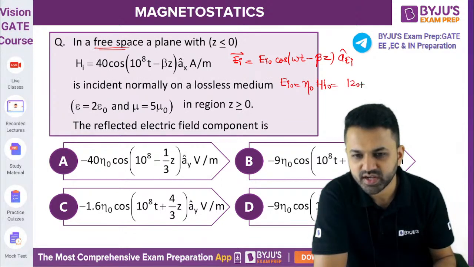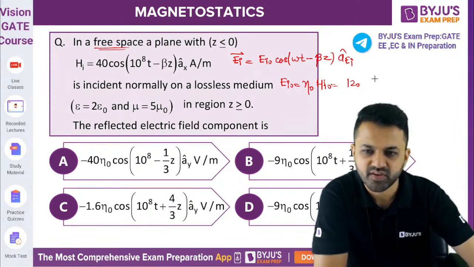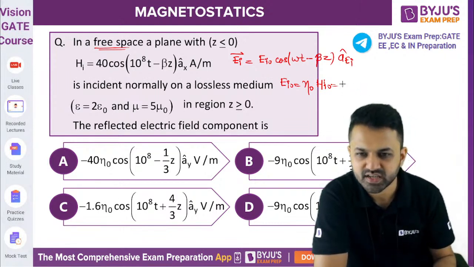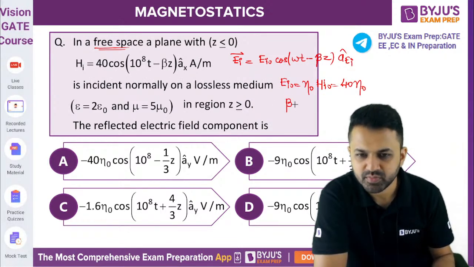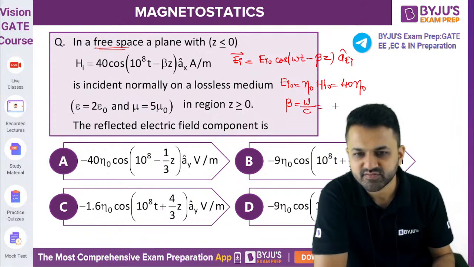Eta naught is 120 pi. Okay, so let it be 1 eta naught only because all the options are given in eta naught. So this is 40 eta naught. What about omega and beta? Beta we will calculate. So beta is equal to omega by c. It is free space. So 10 to the power 8 divided by 3 into 10 to the power 8. So it is 1 by 3.